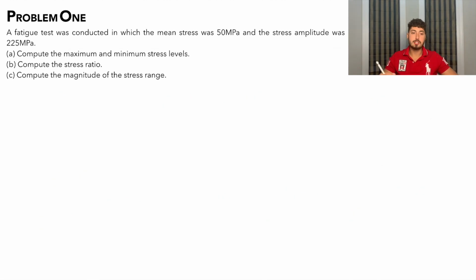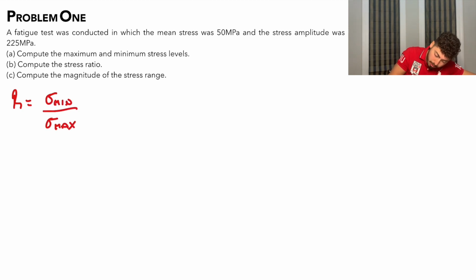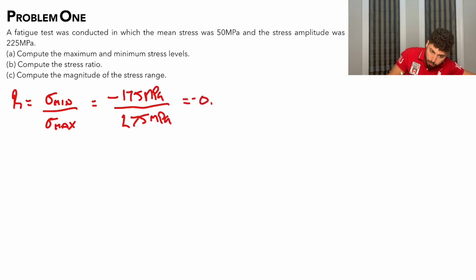Let's move on to part B. So part B wants us to calculate the stress ratio. So now that we've calculated our maximum and minimum stress values, this is trivial. We can say that our stress ratio is equal to our minimum stress divided by our maximum stress, which is just the values that we previously calculated. So we can say that negative 175 megapascals divided by 275 megapascals is going to give us a value of negative 0.67 as our ratio. So we can say our stress ratio is equal to negative 0.67.